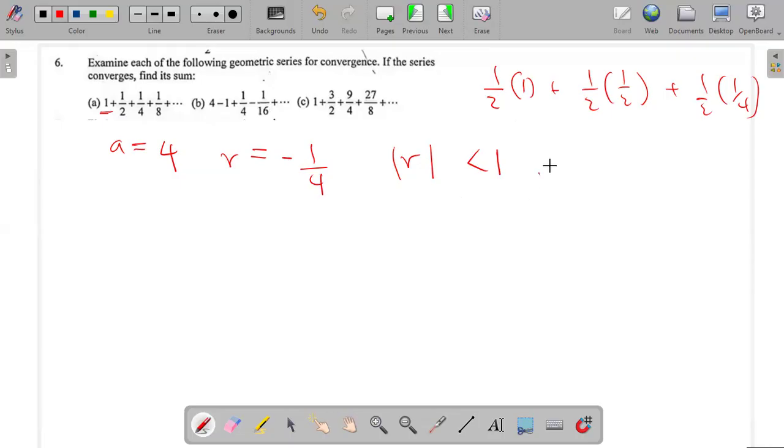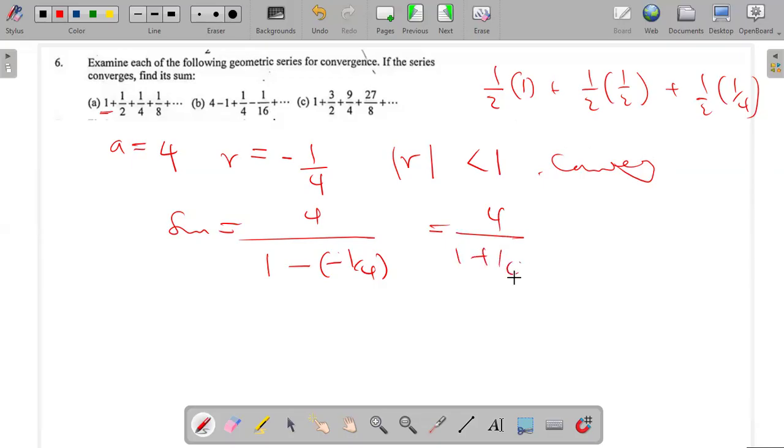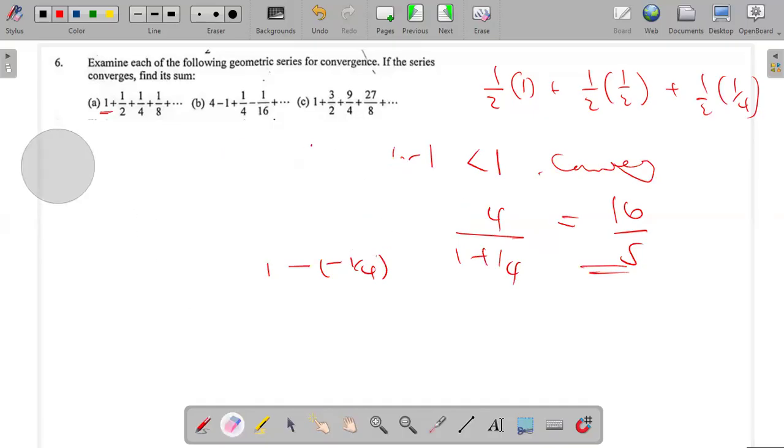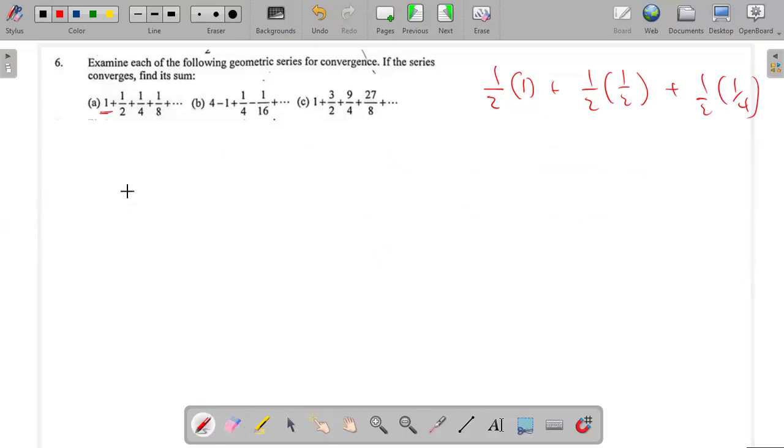So this does converge. The sum is then going to be the first term 4 over 1 minus negative 1 over 4. This is just going to be 4 over 1 plus 1 over 4, which simplifies to 4 over 5 over 4, so 16 over 5. So this is what you get. Okay, next. The first term is 1. What's our common ratio? You look, see every one of them here has a 3 over 2 in common.